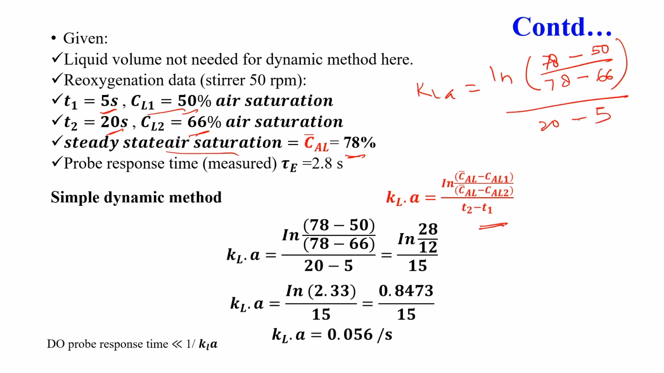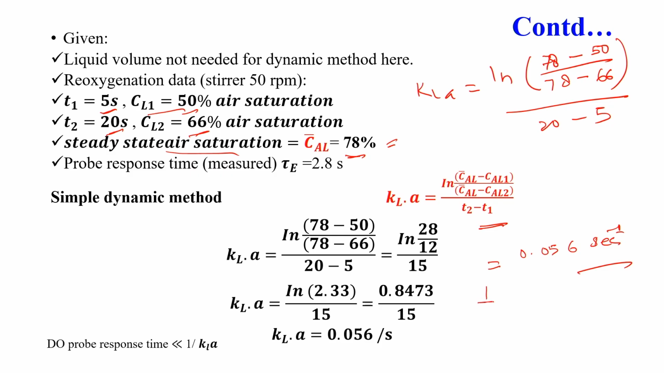So, here we have directly used the oxygen saturation, air saturation. This can also be converted in terms of concentration, but that will be cancelled out anyway. Whatever factor we use, it will be cancelled out here. So, in this way if you calculate, you will get the value of KLa as 0.056 second inverse. So, this is the KLa value.